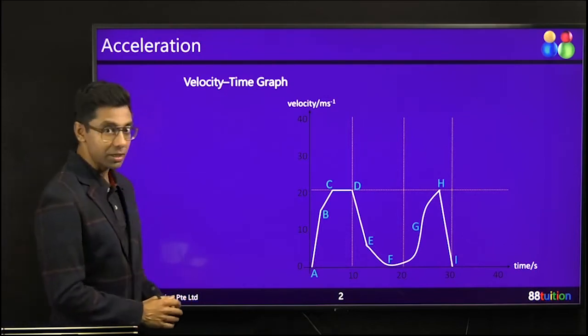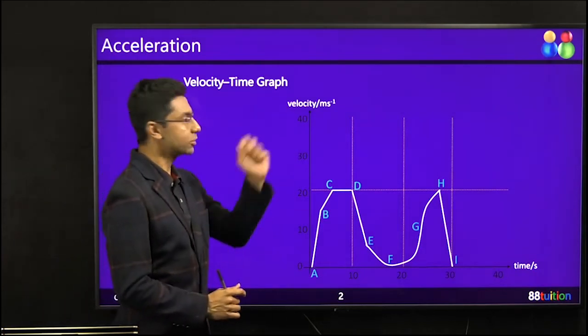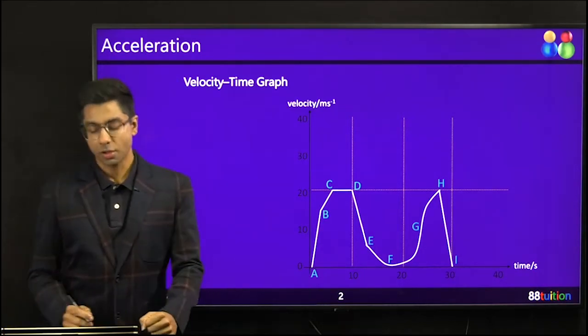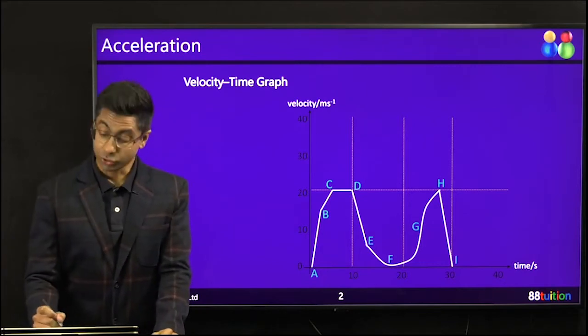Okay, so let's start acceleration, and we continue with another graph similar to the last part, where we had a graph, but that was displacement over here. Now we are changing it to velocity. So let me start with a short intro.